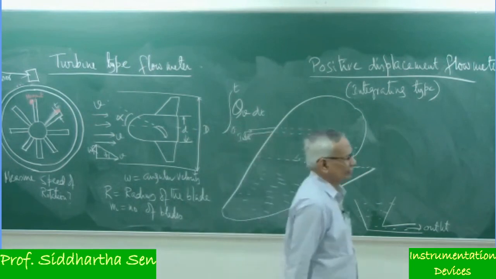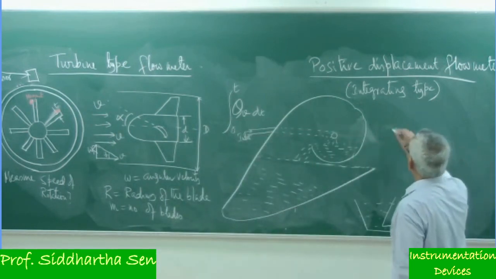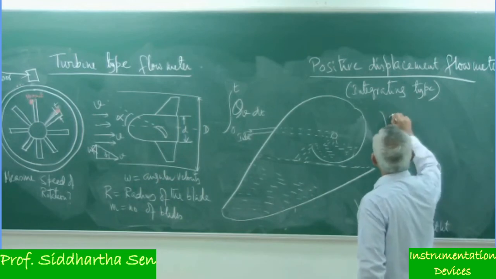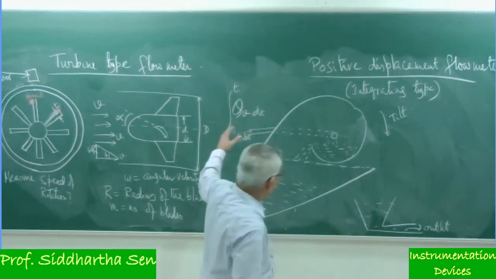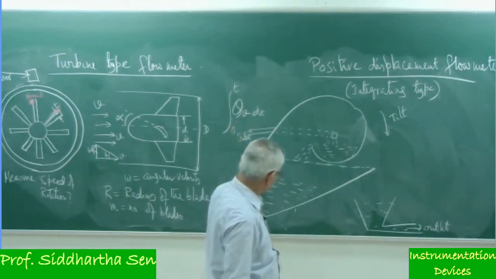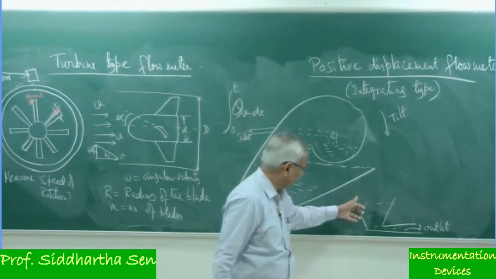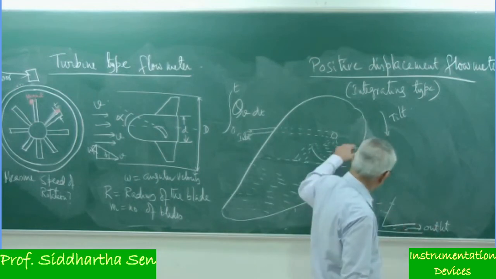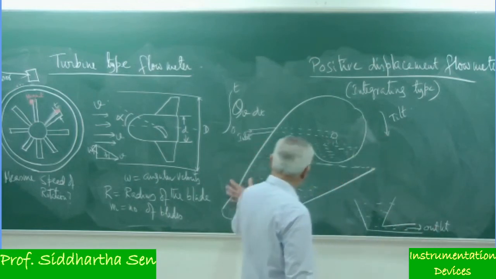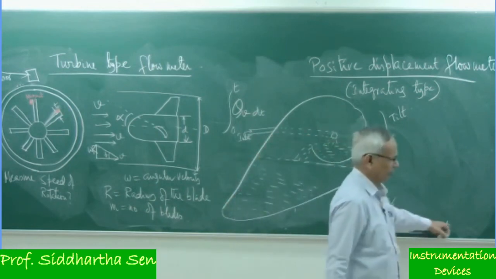Its CG changes and it becomes unstable, and as a result it will tilt. Once it tilts, what will happen? The fluid here will come over into a reservoir, connected to the outlet channel. So this will drain all the water inside and go to the outlet.